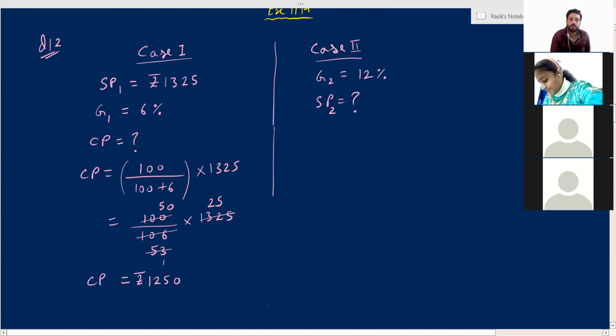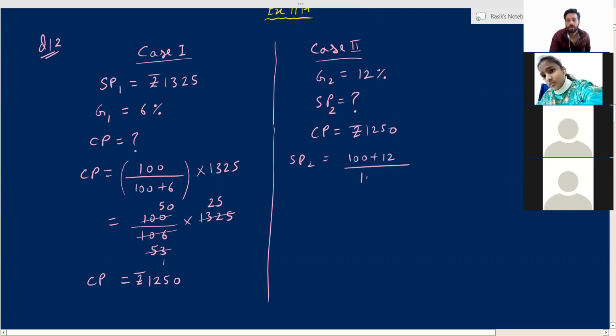Now this CP will be used in the second part to find the SP. We now know the CP. CP is rupees 1250. So SP2 formula is 100 plus gain upon 100 into CP. So 112 upon 100 into 1250. Cancel this 0. 10 divided by 5 is 2, 25. 12 divided by 2 is 6.